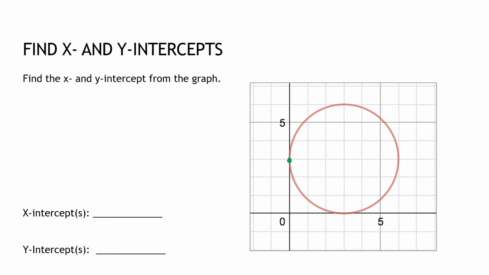So for this particular circle, it looks as though my circle touches the y-axis at 3 and touches the x-axis at 3. So my x-intercept would be (3, 0), and my y-intercept would be (0, 3). And again, pay attention in ALEKS, they might not make you write it as an ordered pair, which is fine, so you would just say your x-intercept is 3 and your y-intercept is 3.